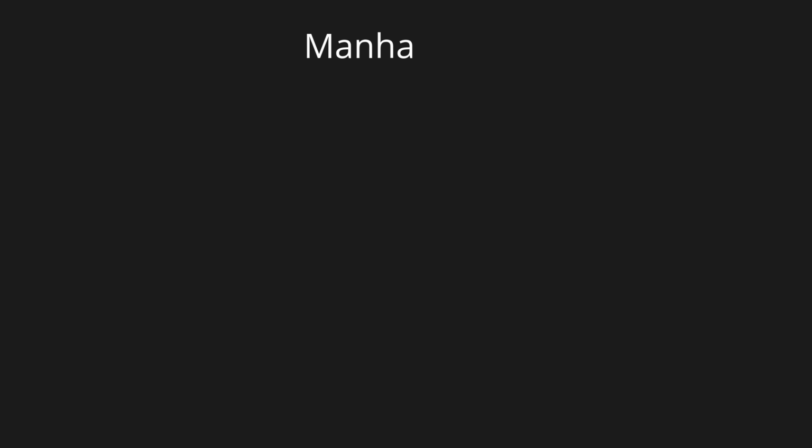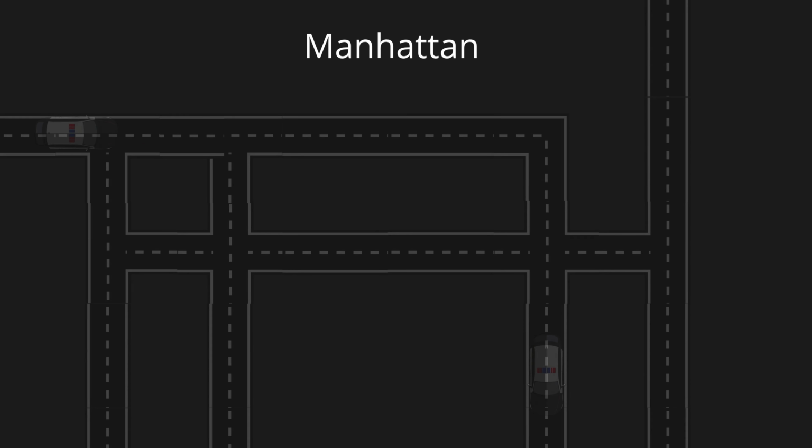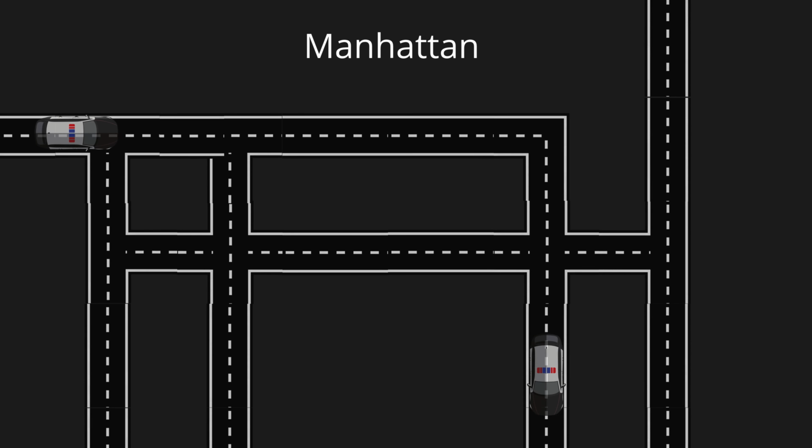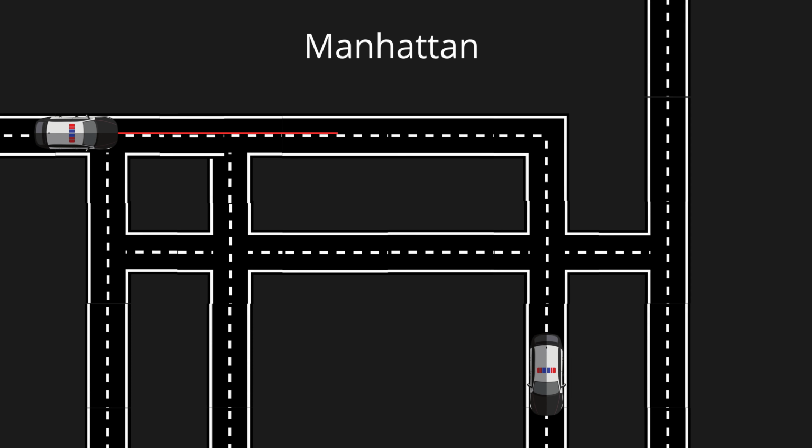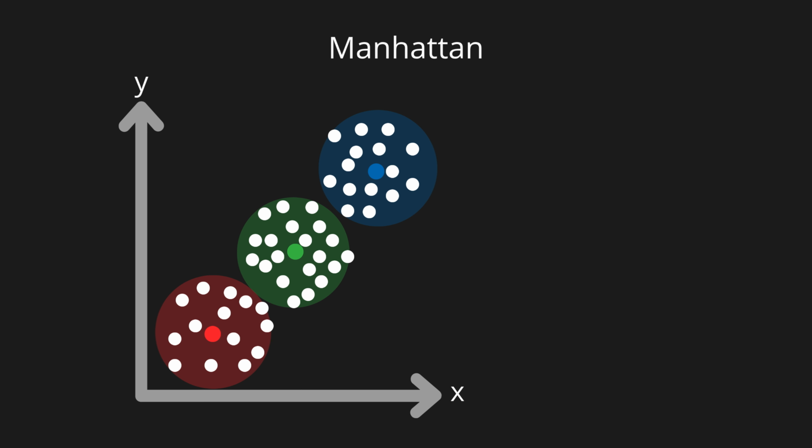Next, the Manhattan distance. Imagine you're driving through city blocks. You can only move horizontally or vertically, never diagonally. So instead of measuring the shortest straight line, we add up the steps along each axis. In k-means, this changes circular boundaries into diamond shapes. Manhattan distance often makes the algorithm less sensitive to outliers and better for data with distinct axes.